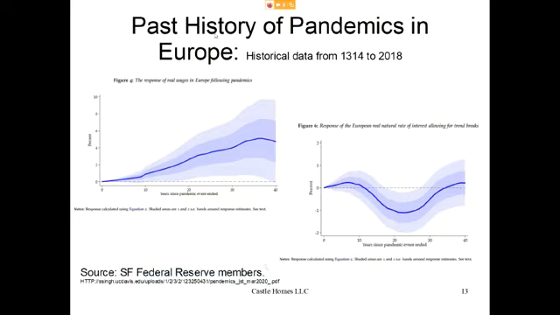Okay, here's a quick review, past history of pandemics in Europe. We have a lot of data from Europe since 1314 in the Black Plague. This was put out by San Francisco Federal Reserve members. I did put the link down here. I recommend everyone who is interested in this sort of thing grabs it. It's 16 pages, and honestly half of it you can skip because it's all math formulas, and I don't need to get into that.